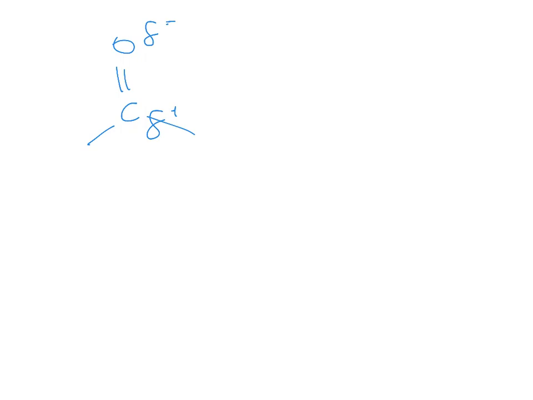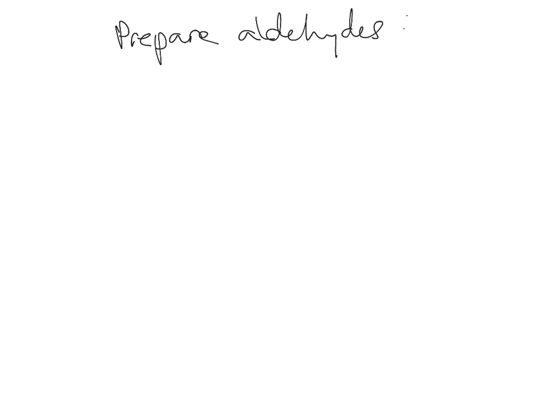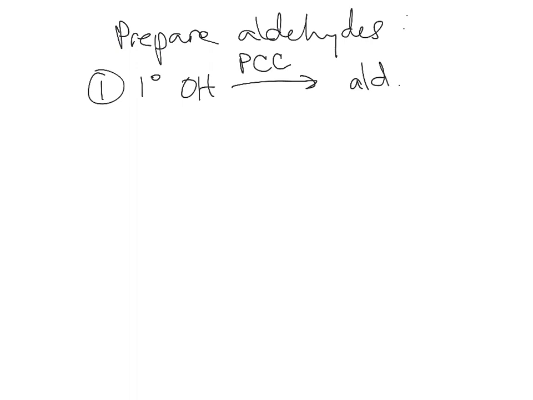So how do we make aldehydes and ketones? You have already learned a bunch of methods for making aldehydes and ketones, so I'm just going to remind you of them. To prepare aldehydes, which method you'd like to use depends on what your starting material is. First one is if you have primary alcohols, you can oxidize those using PCC. That's our mild oxidizing reagent that will only make aldehydes and not carboxylic acids.